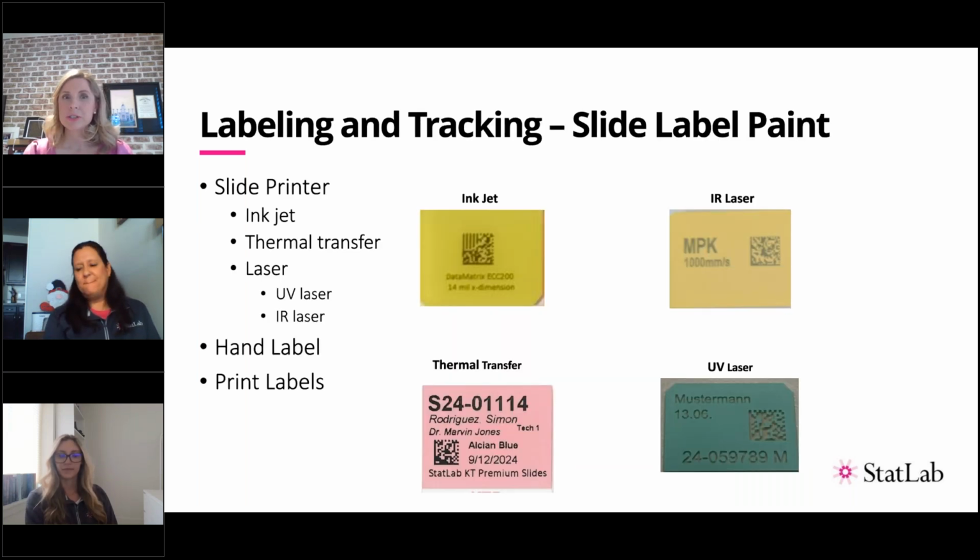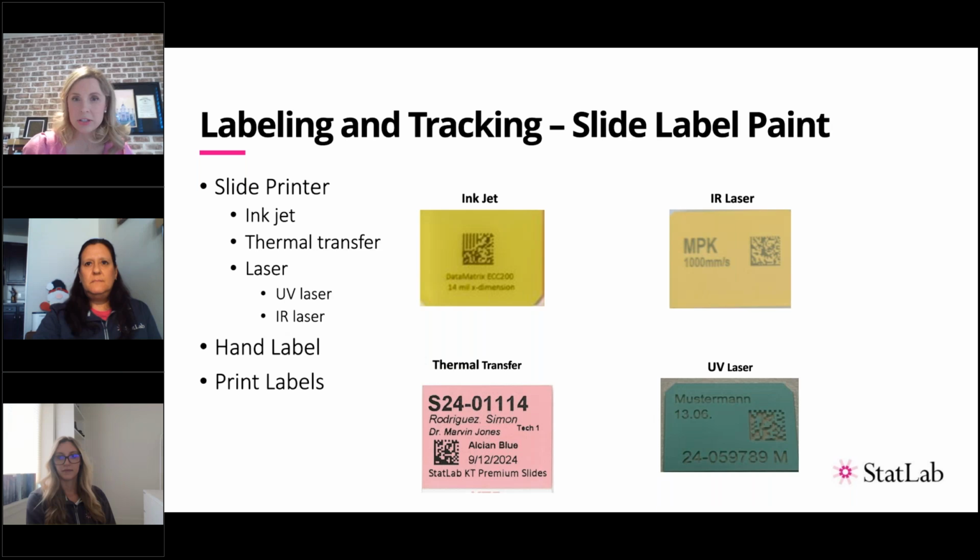Okay. Printers, labeling and tracking. How do we put that patient information on so that we can connect that person or that animal or sample to the tissue? Common printers out there that you see are an inkjet printer like the Leica IPS, or a thermal transfer printer like the StatLab PiSmart printer, the previous SlideMate or ESPO. You can see pictures and images of how the print on that paint looks different depending on how you're labeling and tracking. Newer printers tend to be or are often laser printers.